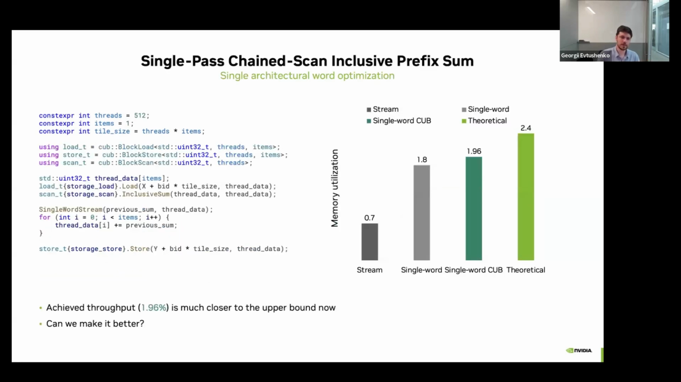And overall, replacing the manual implementation of load, scan, and store with CUB cooperative algorithms got us better performance. Now we are much closer to speed of light for the stream algorithm. But can we do any better? To answer this question, let's return to the speed of light model we built for stream.